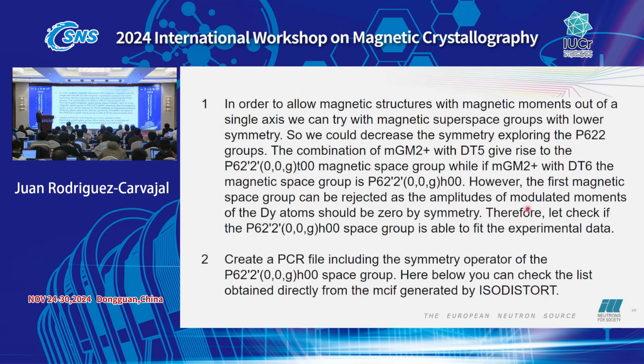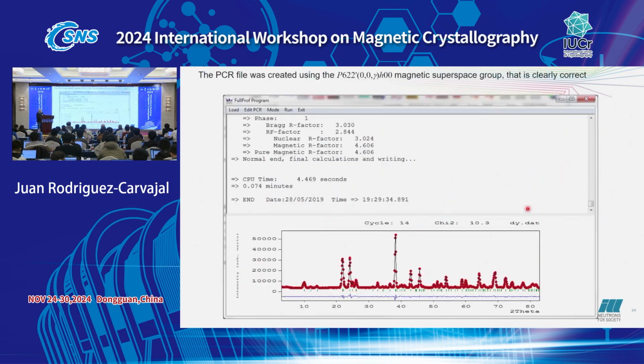Well, these are some explanations. You continue to work with the different groups, and you arrive at this one, P622 prime, 00 gamma, H0. Then you see here that you have many possibilities with this hexagonal magnetic group, but at the end you arrive at the solution. This is by trial and error.